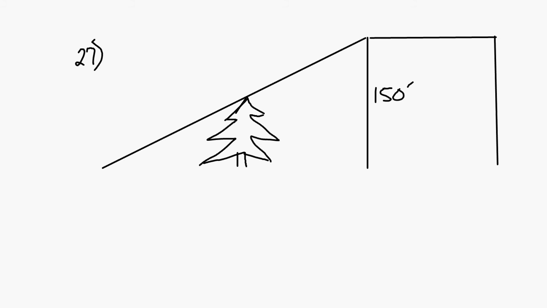I'm an artist. And since the base of the tree is at the middle of the bottom, and the top of the tree is at the middle of this top segment, if this is a triangle here, this tree represents a mid-segment. Just said that the mid-segment is half of the third side. So how tall is the tree? 75 feet. You take 150, you divide it by 2. That equals 75. The tree is 75 feet tall.